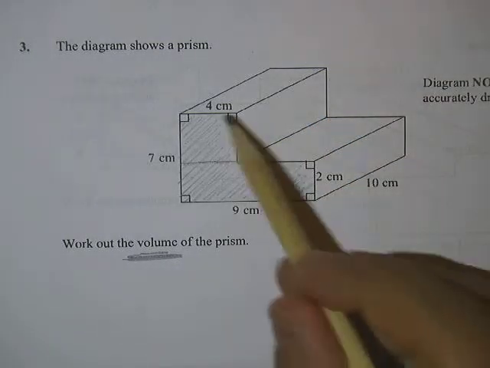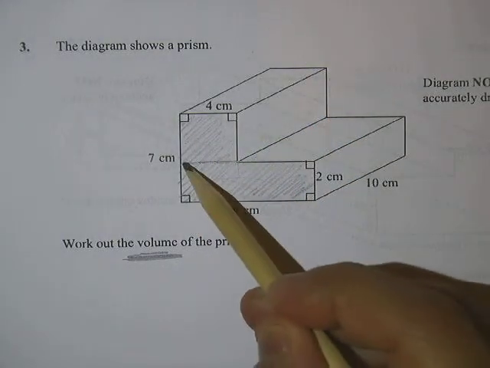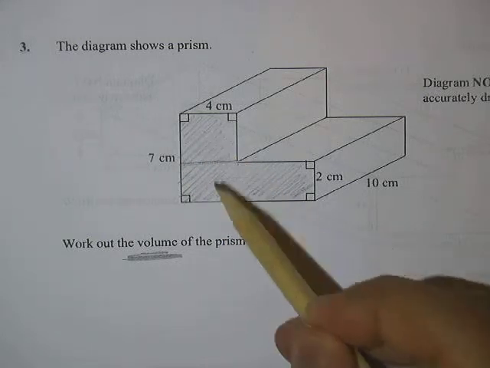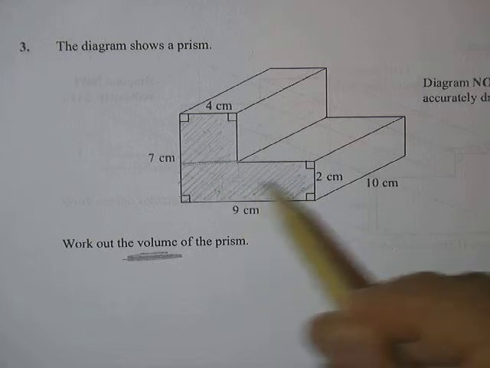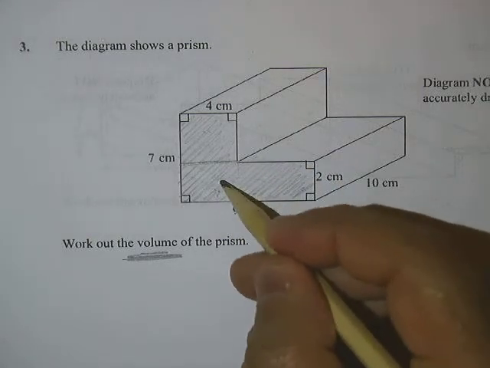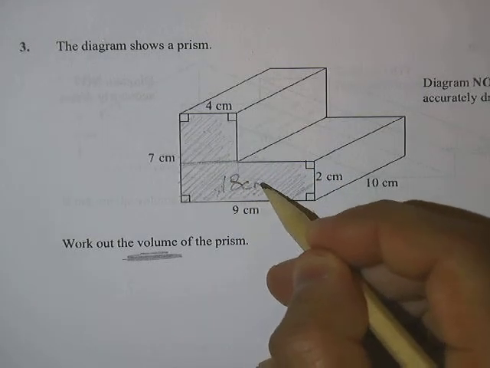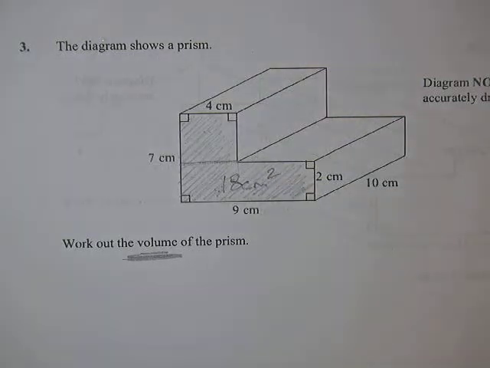So to work out the area of this cross-section, we split this shape into two shapes there. So we do 9 times 2 to get the area of this shape. So 9 times 2, both in centimetres, so it's 18 centimetres squared.